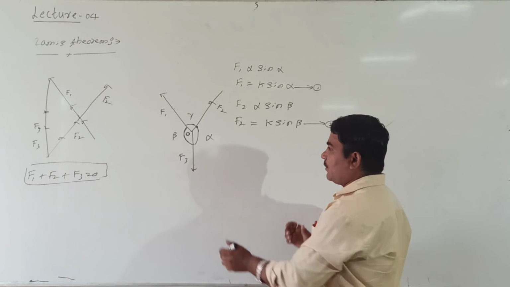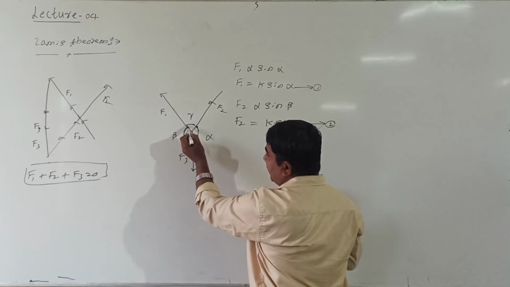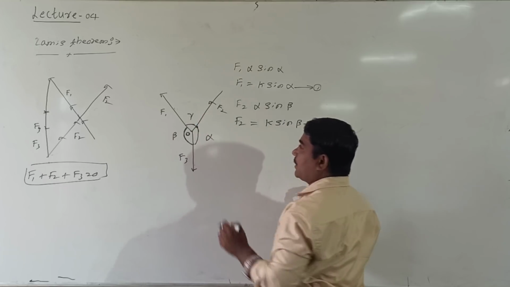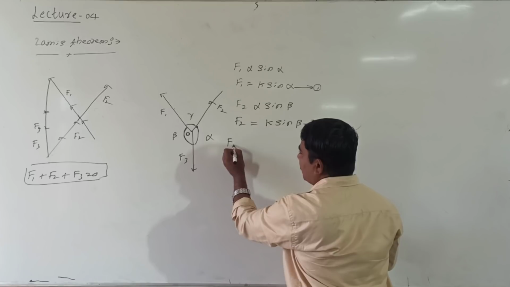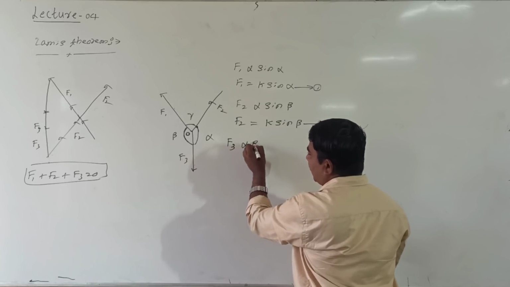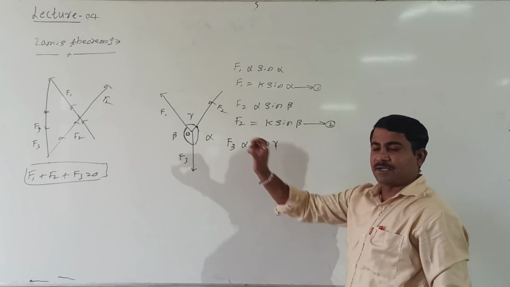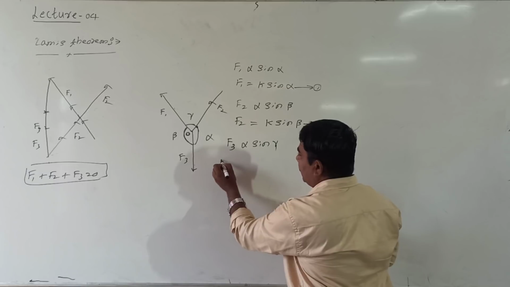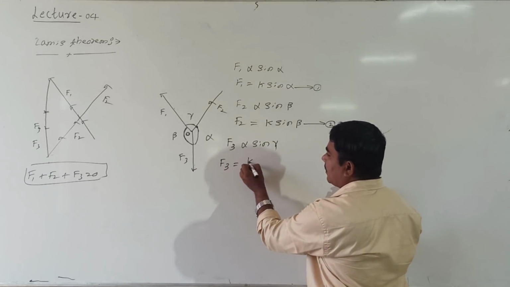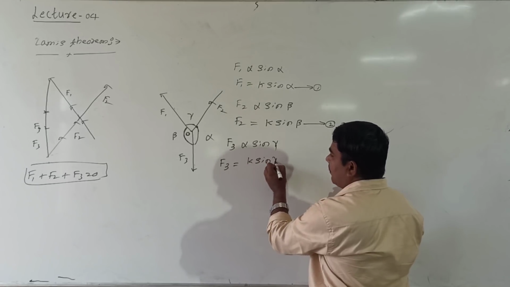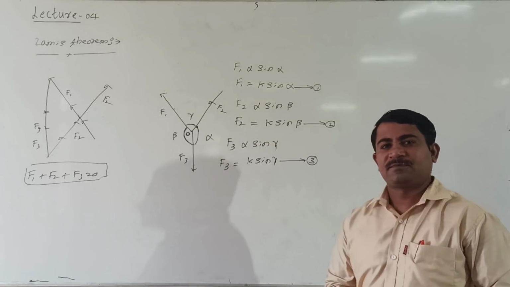One more force is remaining. F3 is remaining now. F3 is directly proportional to the sine of the angle between F1 and F2, that is gamma. Or you can write F3 equals constant into sine gamma. The constant is A. A we are calling the proportionality constant.